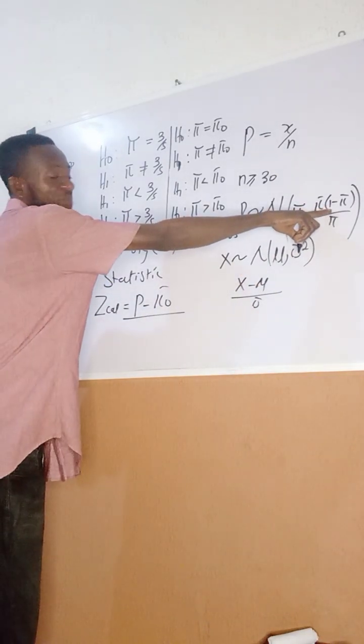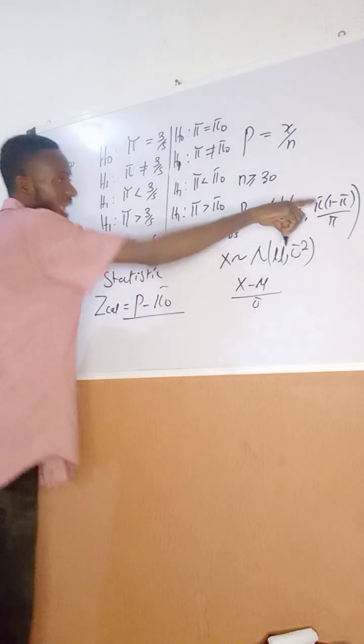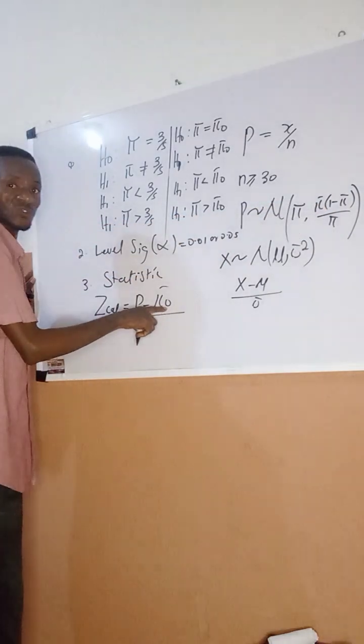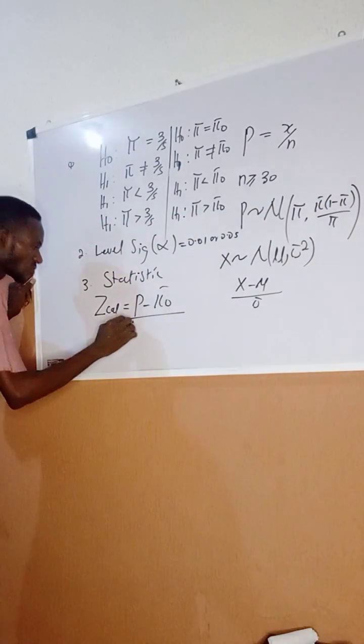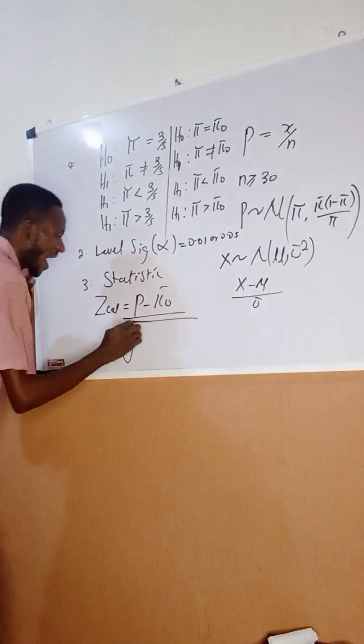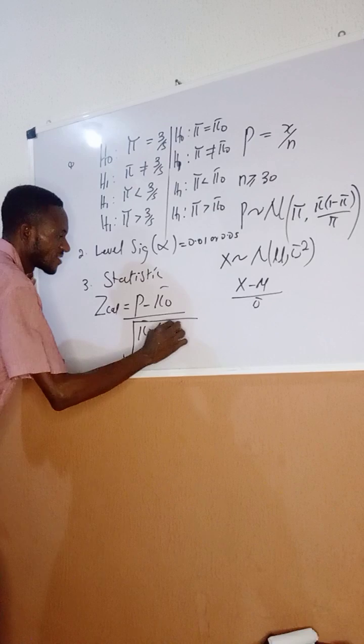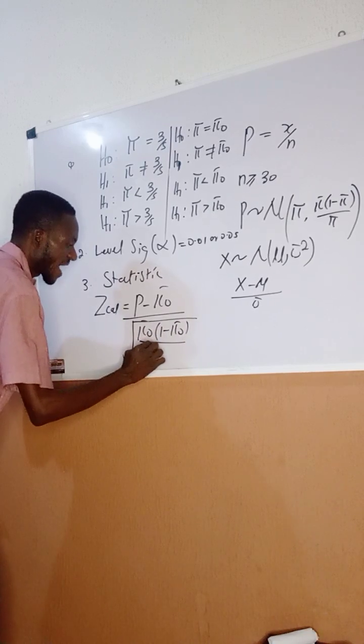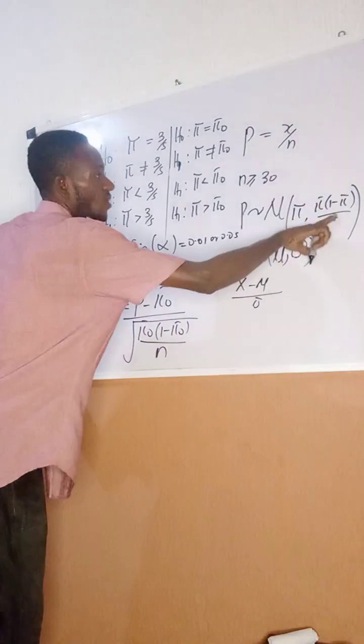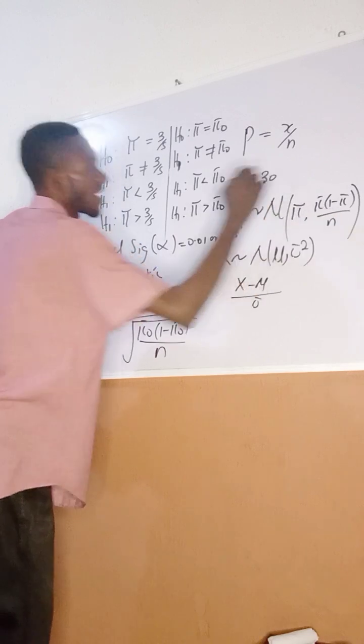And the variance of this P is equally this. But I am now discussing pi in relation with pi 0. So it is now going to be the square root of pi 0 into 1 minus pi 0, all over n.